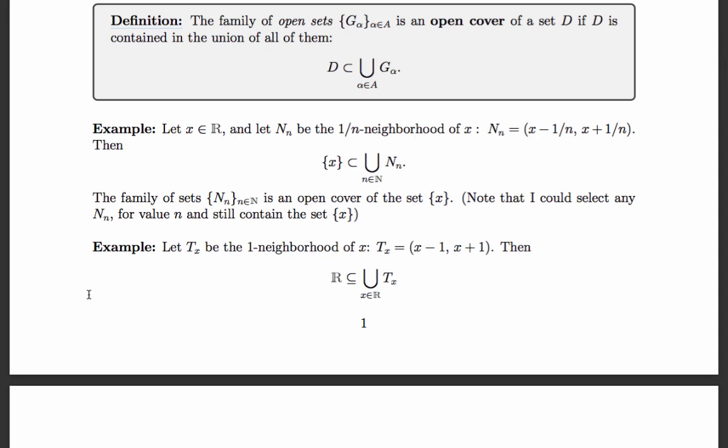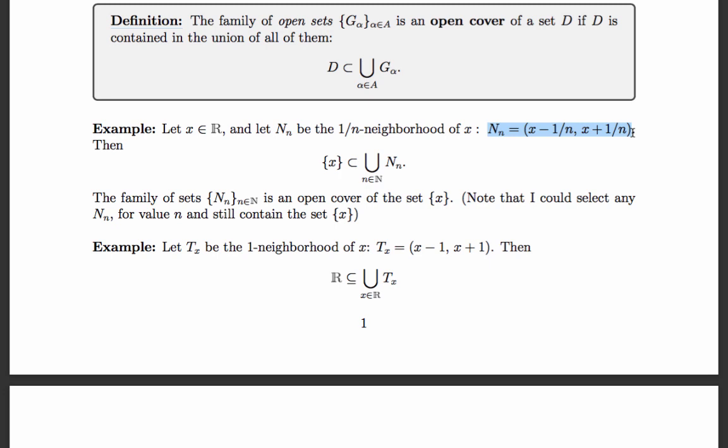Let X be a real number, and let big N, indexed by little n, be the 1 over n neighborhood of X. Okay, in other words, big N little n is the interval of X minus 1 over n to X plus 1 over n. Now, if I think about what this looks like, when n is 1, I get X minus 1 to X plus 1. When n is 2, X minus half to X plus half, X minus a third to X plus a third. That interval shrinks and shrinks and shrinks.